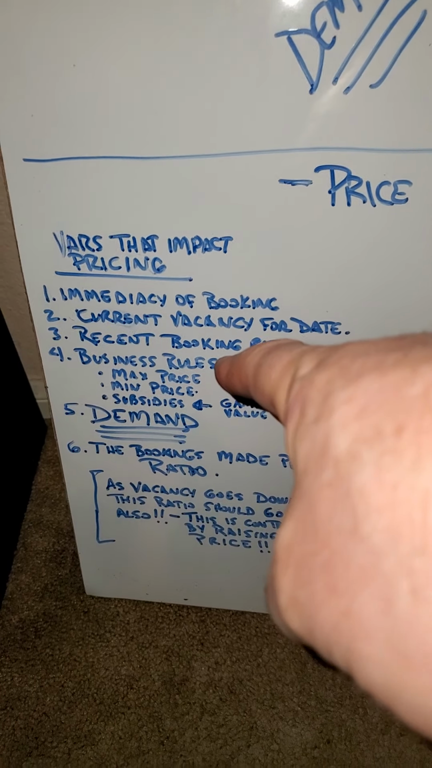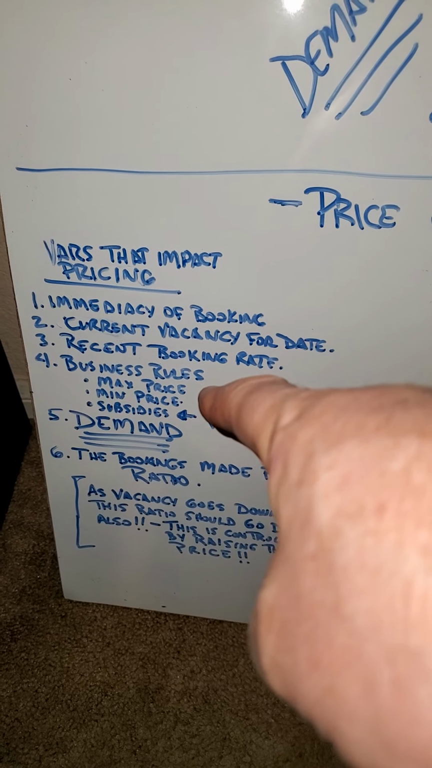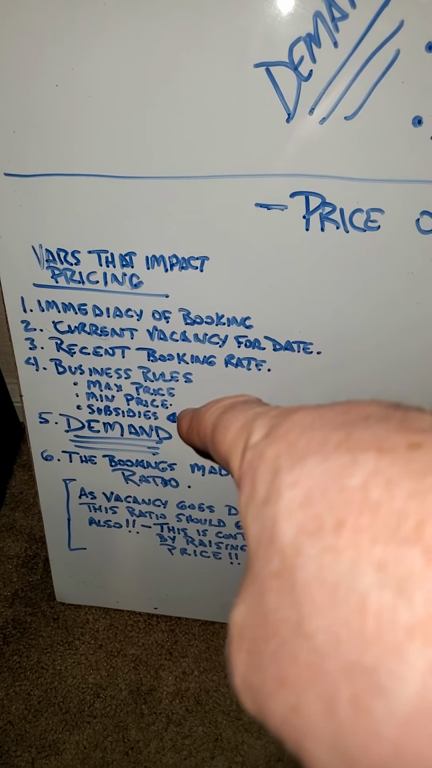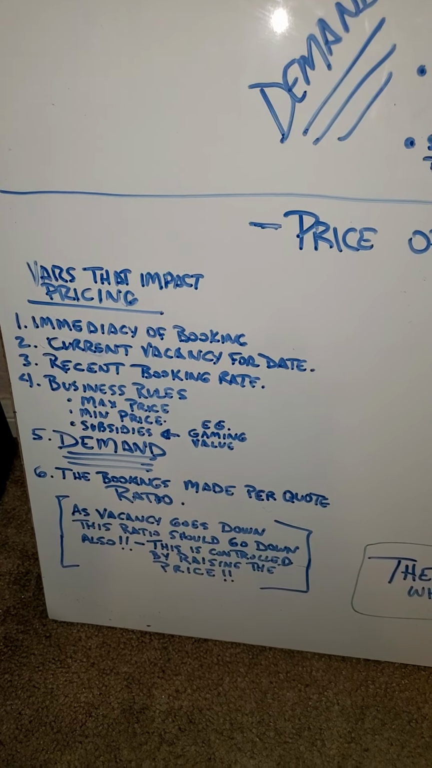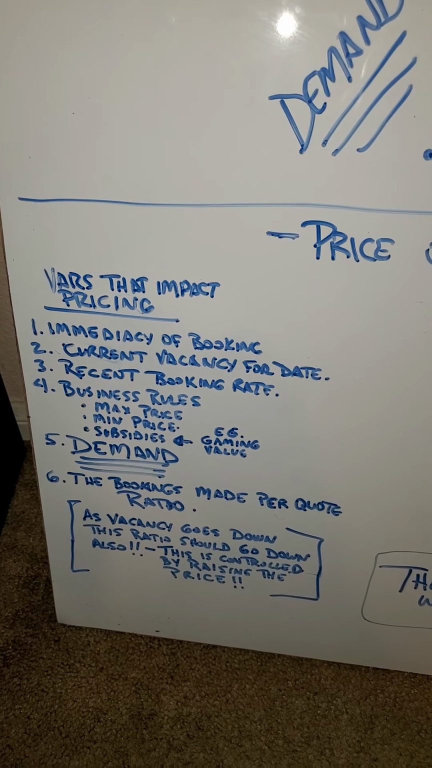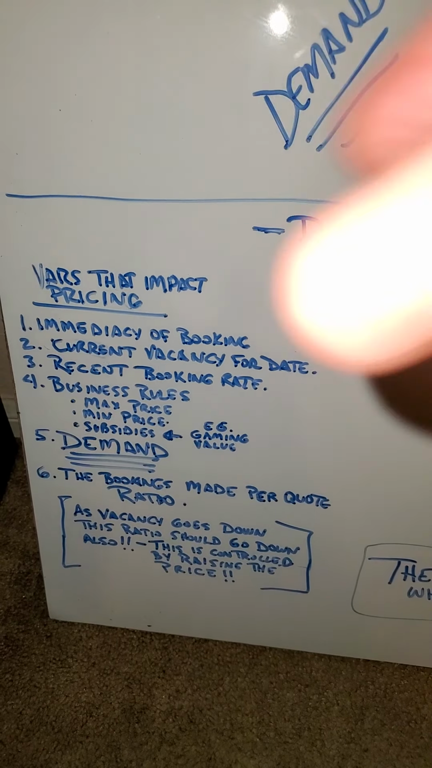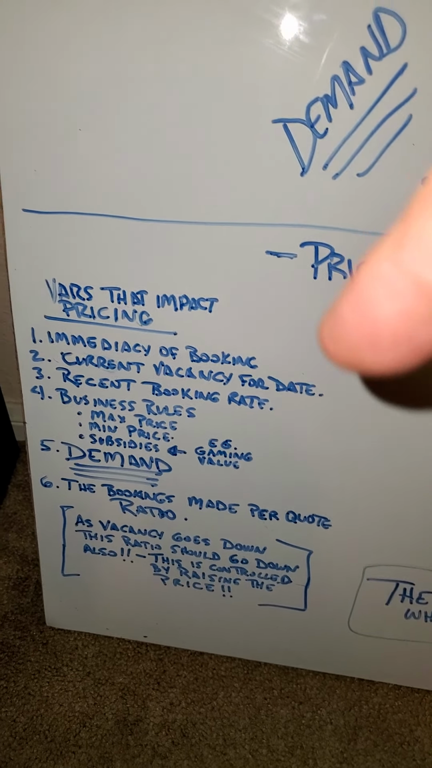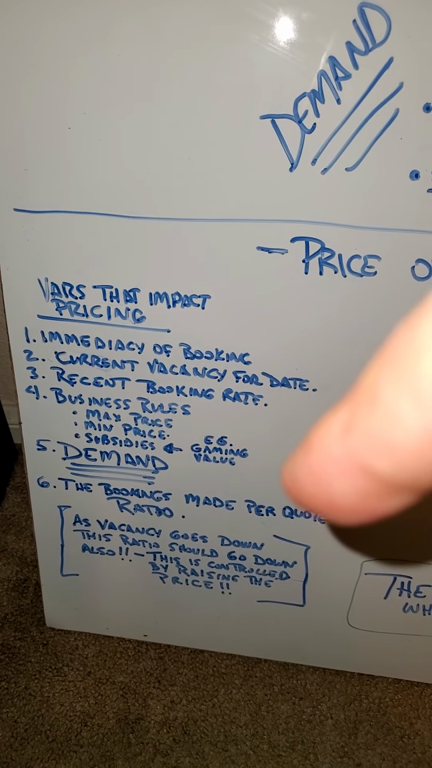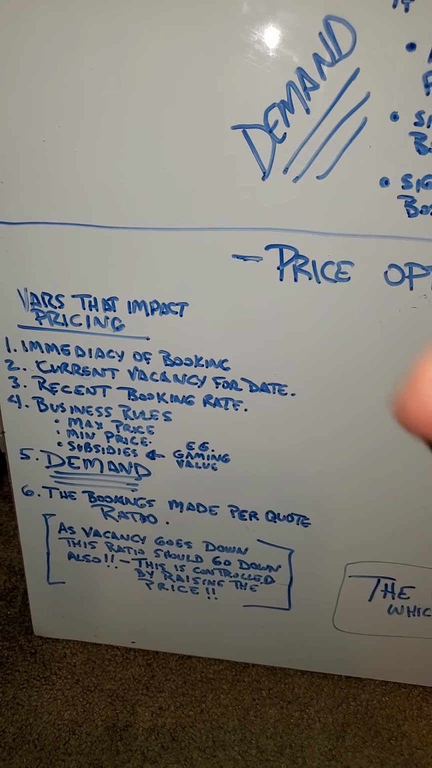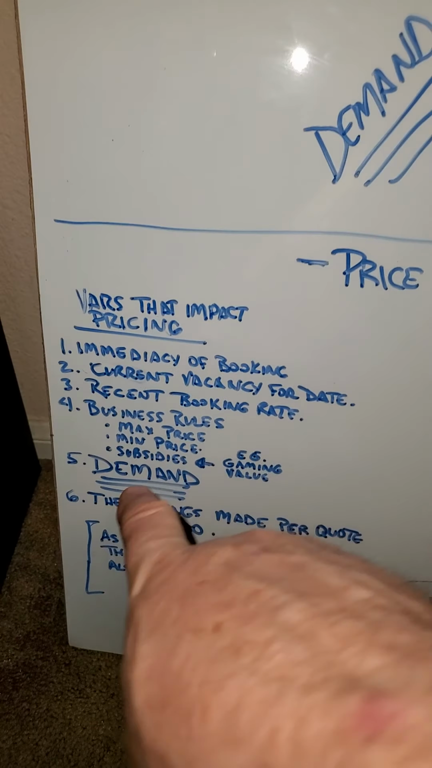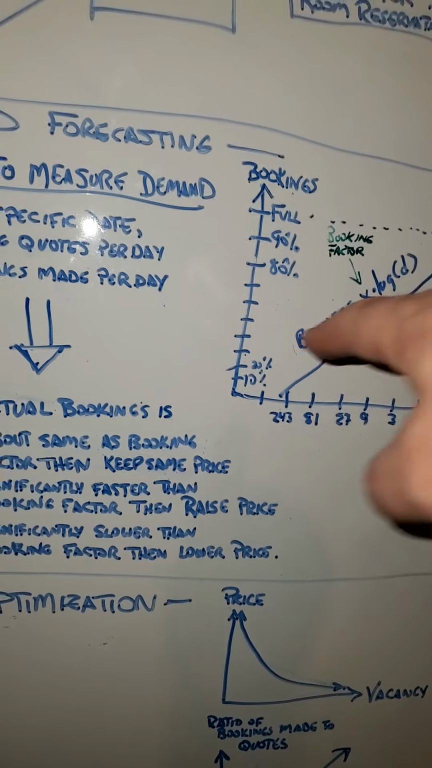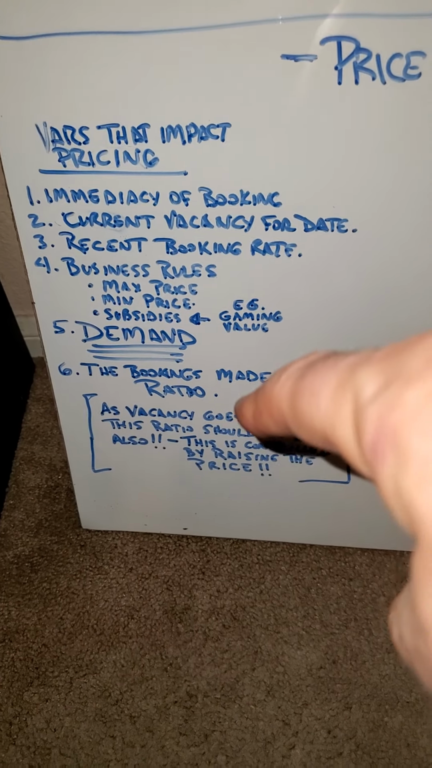Business rules. Now this is important because the hotel may have certain business rules like a max price, a min price, and any subsidies. So for example, if they've got restaurants as part of the hotel, or maybe gaming, if it's a casino resort, then the gaming revenue or the restaurant revenue can subsidize the actual hotel. So that needs to be taken into consideration. But the big thing is the actual demand. As long as we follow this curve, I think we can optimize the price.